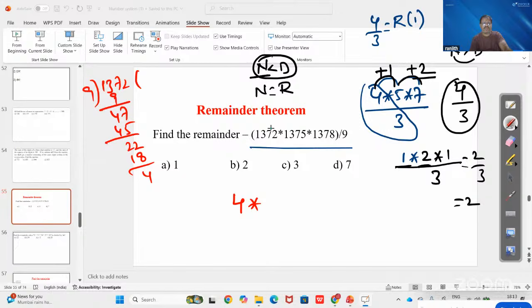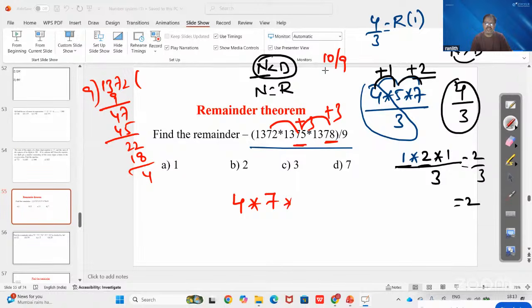Next, 72 and 75. Difference will be equal to 3. 4 plus 3 equal to 7. And the next will be equal to 75 and 78. Here difference will be equal to plus 3. 7 plus 3 will be equal to 10. 10 is more than 9.